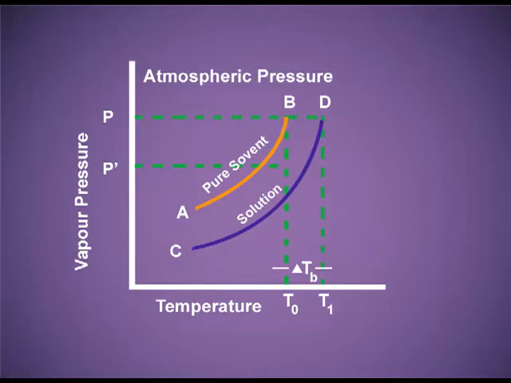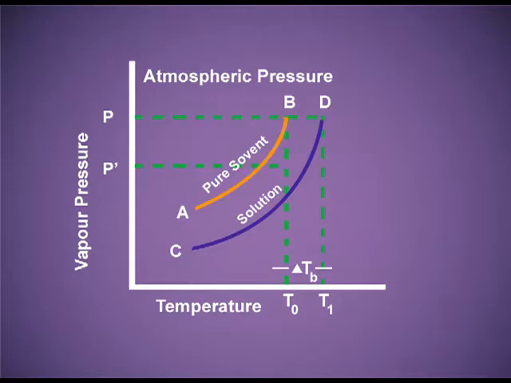You can see two curves. One curve is for a pure solvent, that is AB, and another curve is for the solution, that is the CD curve. From the figure only you can see that the CD curve is below AB. This shows that at each temperature, the vapor pressure of the solution is less than the vapor pressure of the pure solvent.